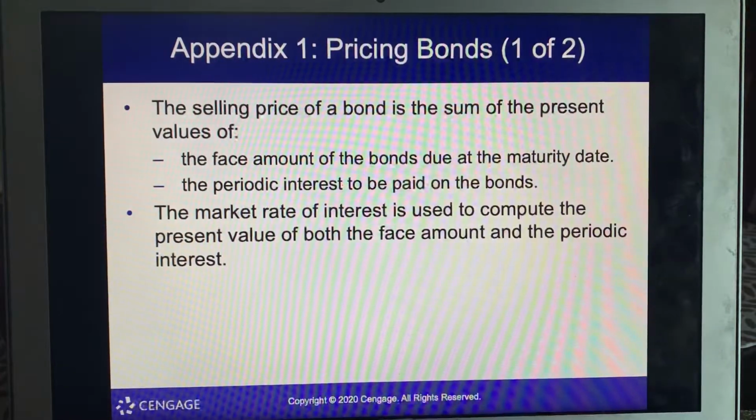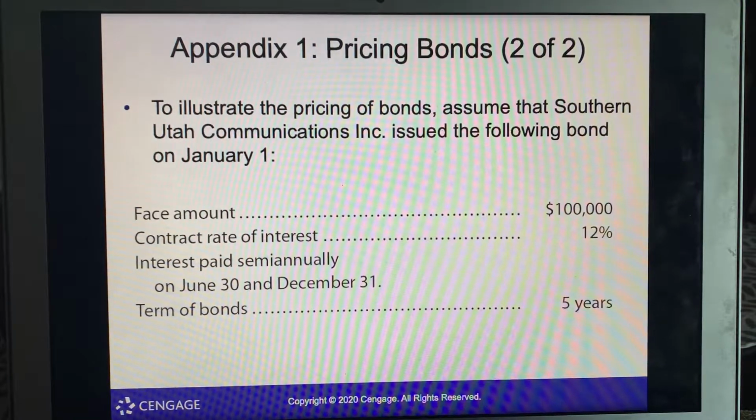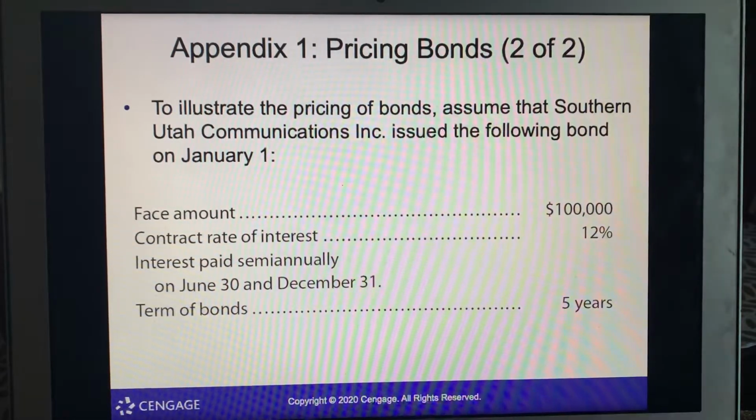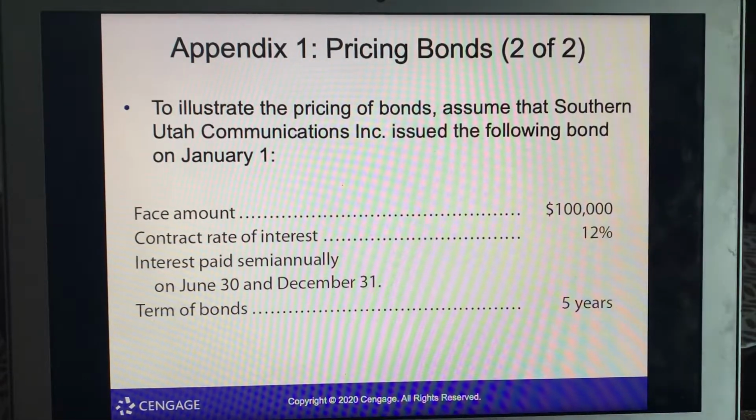So the selling price of a bond is the sum of the present values of the face amount of the bonds due at the maturity date and the periodic interest to be paid on the bonds. The market rate of interest is used to compute the present value of both the face amount and the periodic interest. So to illustrate the pricing of bonds, assume that Southern Utah Communication Inc. issued the following bond on January 1. Face amount $100,000, contract rate 12%, and term of bond is 5 years.